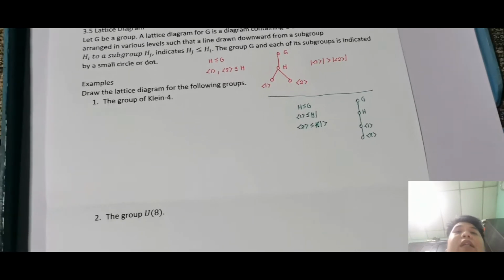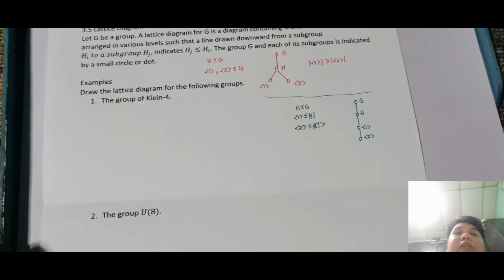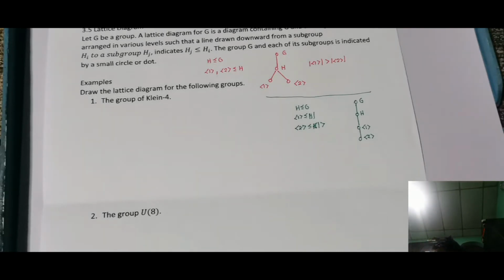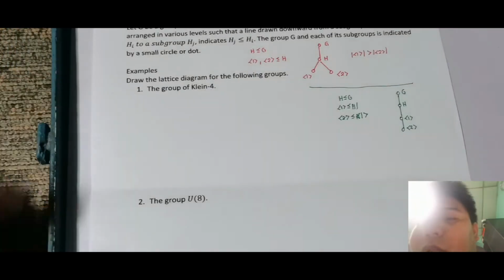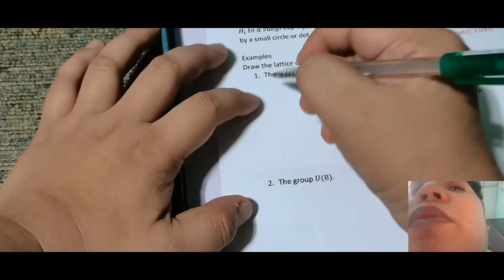Okay, so now draw the lattice diagram for the following. Number 1, the group Klein 4. From previous video, I guess kinuha na natin yung mga cyclic subgroup generated ng Klein 4. Tama. So isusulat ko na dito yon para medyo mabilis yung ating discussion kasi medyo mahaba yung susunod. So yung mga subgroup nito.